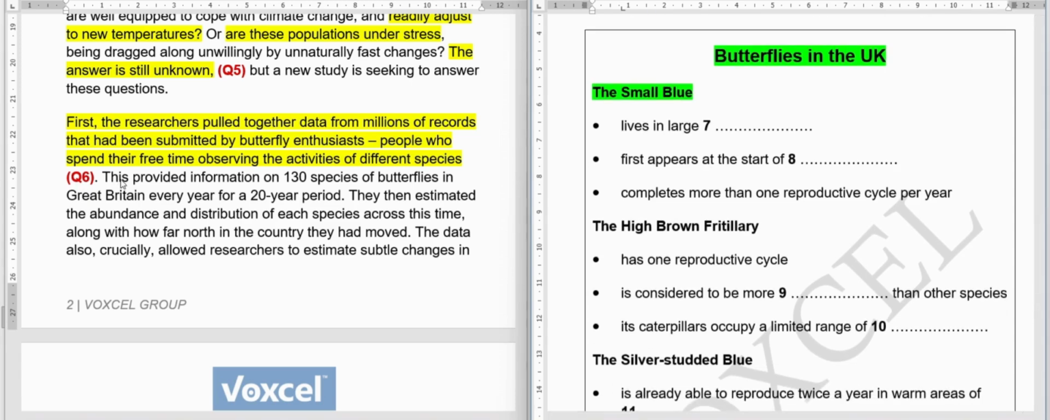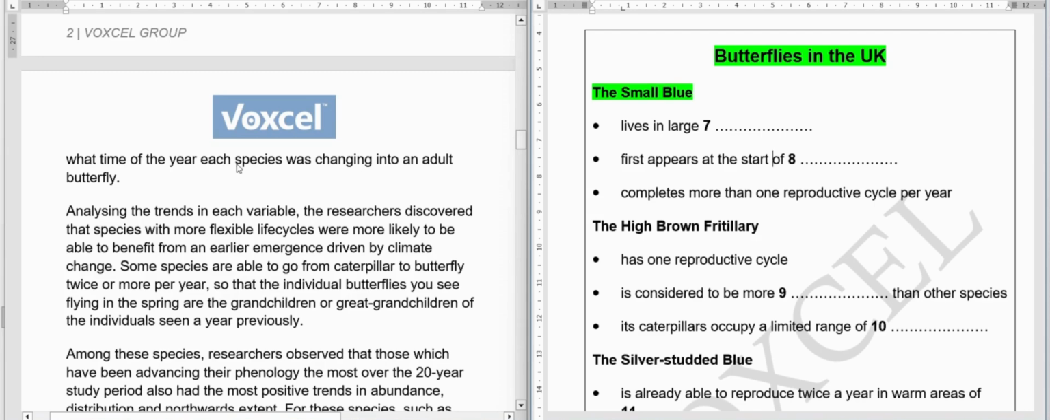So we'll see where this particular butterfly, the small blue, is given. This provided the information on 130 species of butterflies in Great Britain every year for a 20-year period. They then estimated the abundance and distribution of each species across this time, along with how far north in the country they had moved. The data also crucially allowed researchers to estimate subtle changes in what time of the year each species was changing into an adult butterfly. So until here, we haven't read anything about the small blue. So we will continue forward.